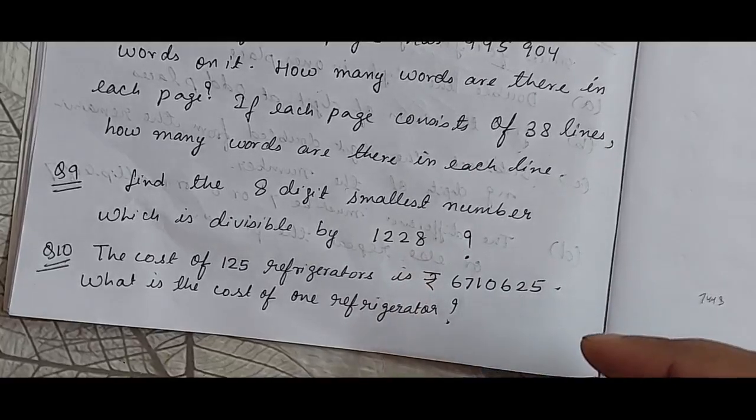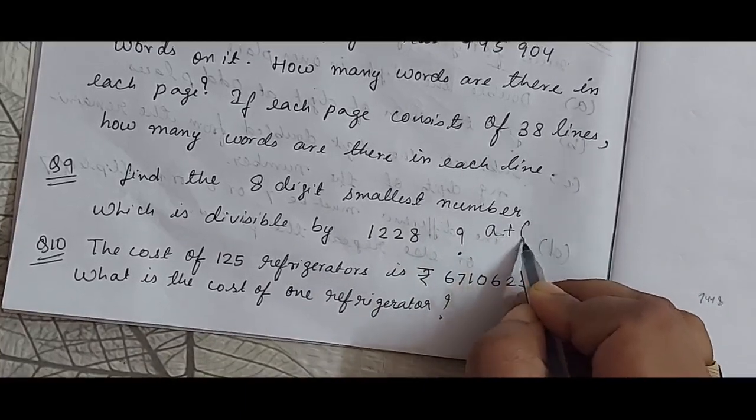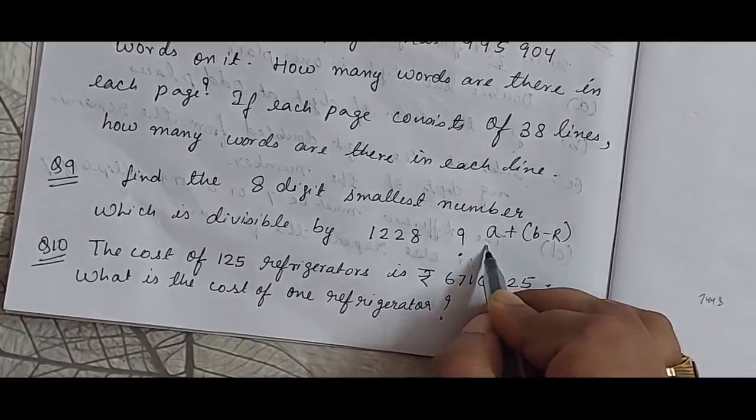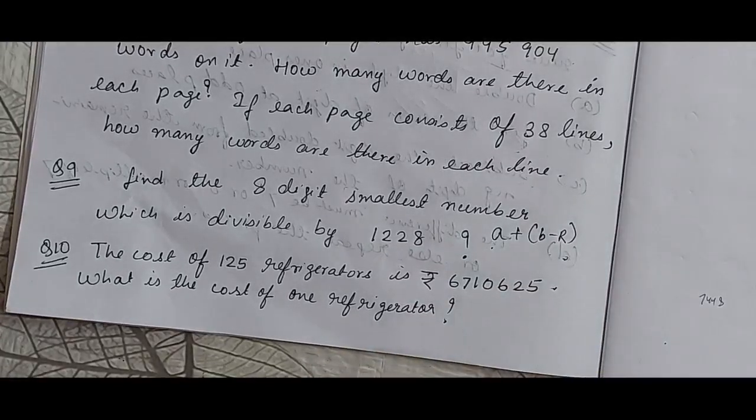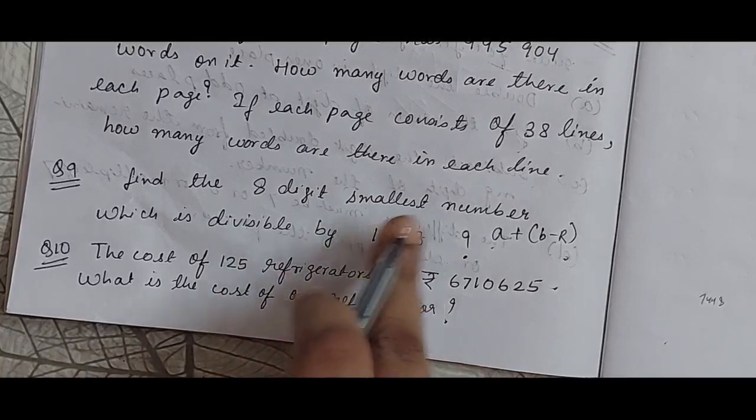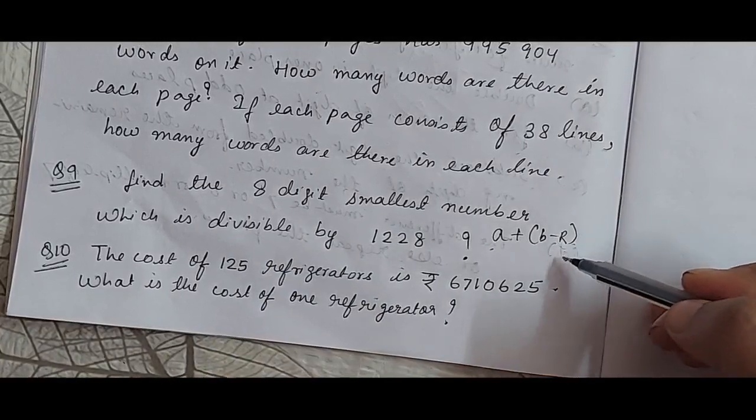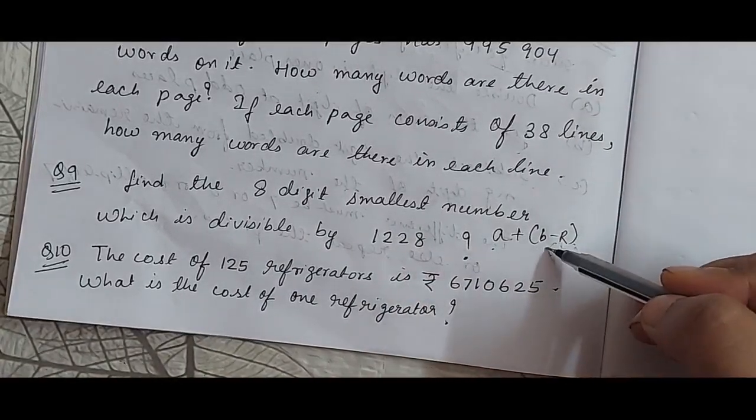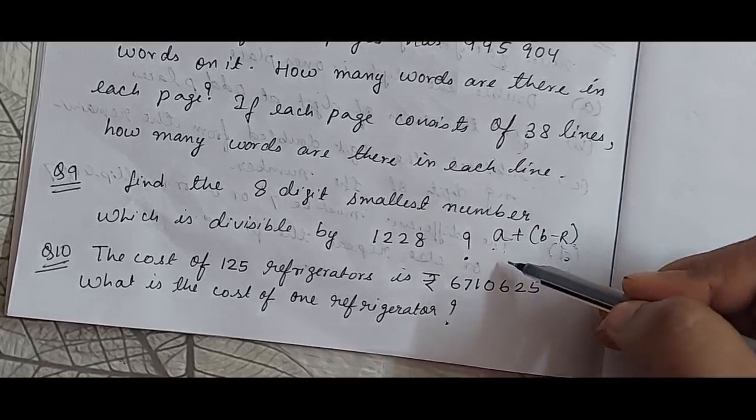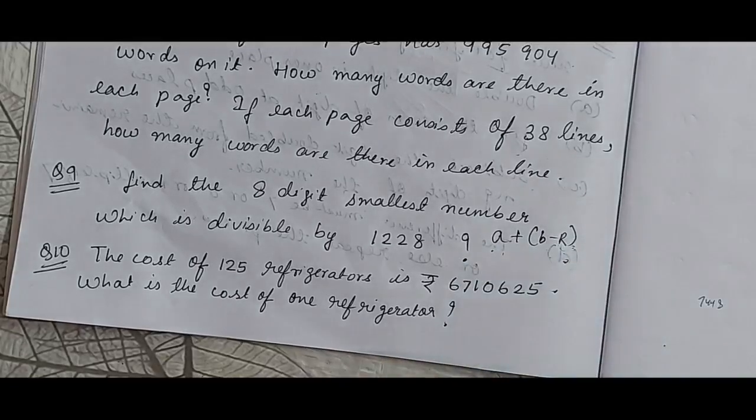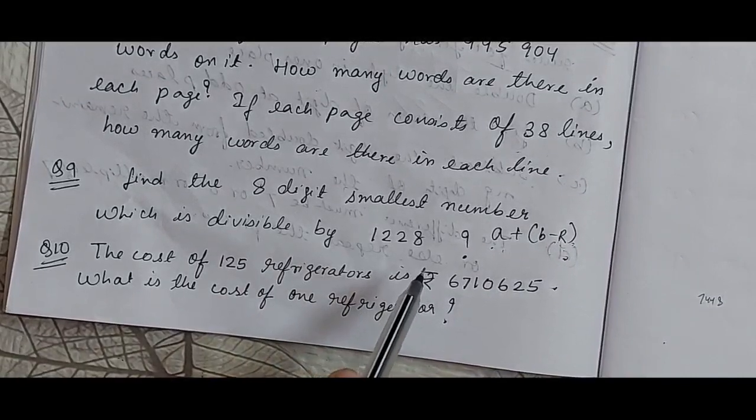For that we have a formula, that is a plus b minus r. If you remember, a is the dividend, b is the divisor, and r is the remainder. So the dividend is your 8-digit smallest number, and r is the remainder you get after division, and b is 1228. So b minus r, that is the difference between 1228 and the remainder, you have to add to the dividend. That is the required answer, the 8-digit smallest number which is divisible by 1228.